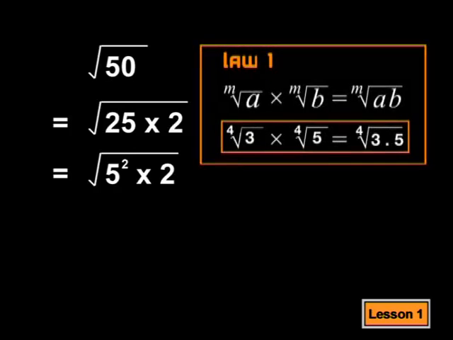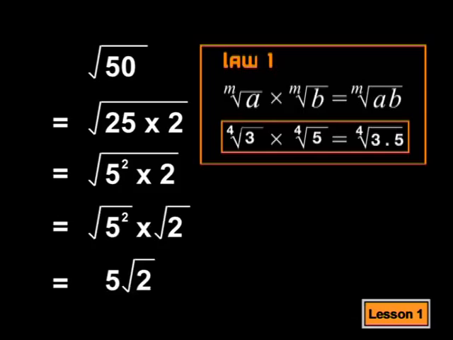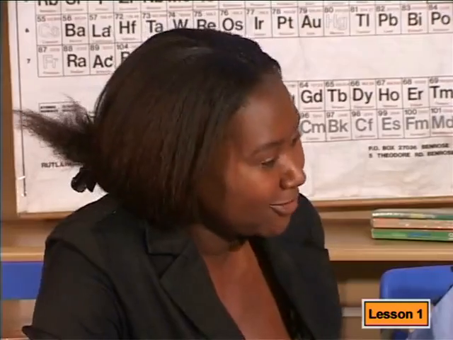If I apply the first law, I get the square root of 5 squared times the square root of 2, which gives me 5 root 2. Good, Debuho. Now, let's look at the next one.